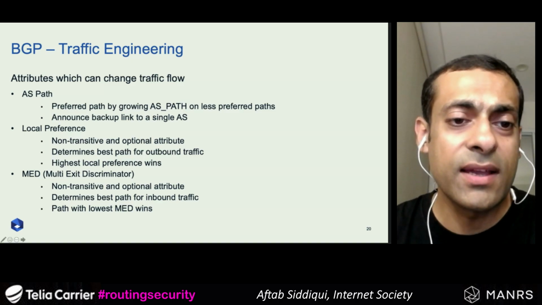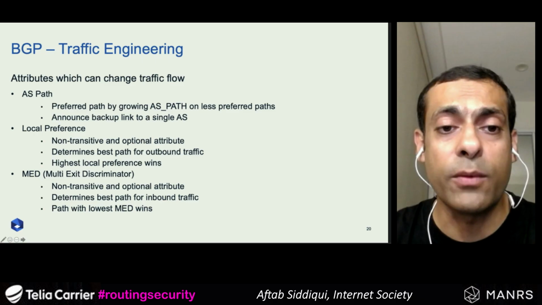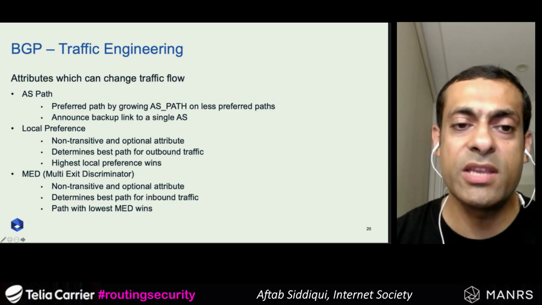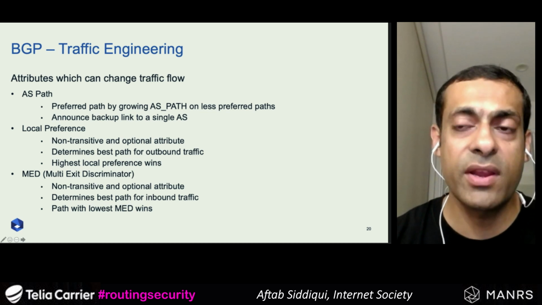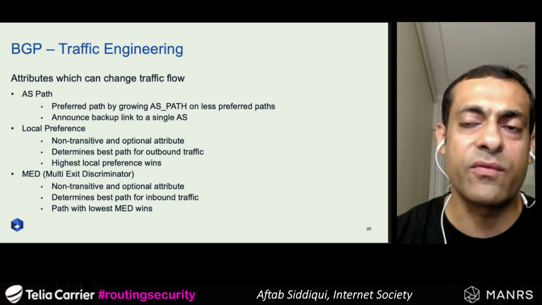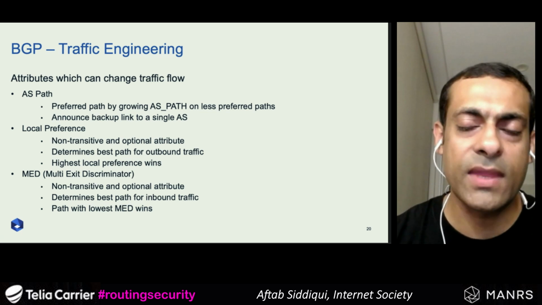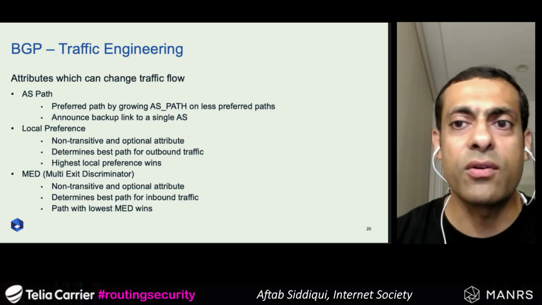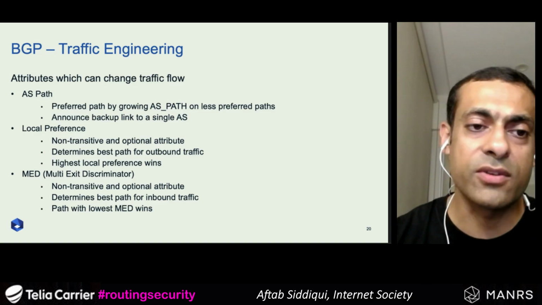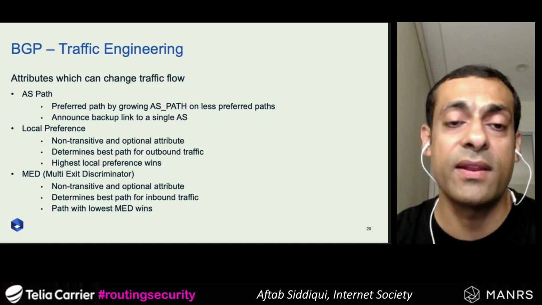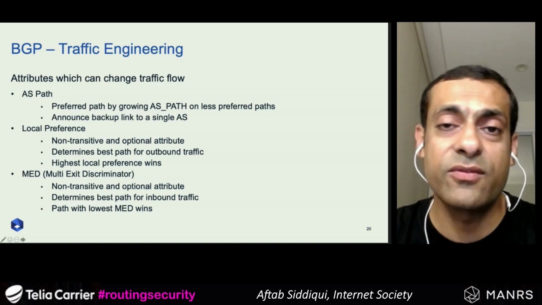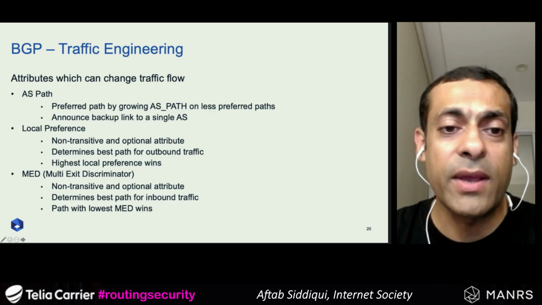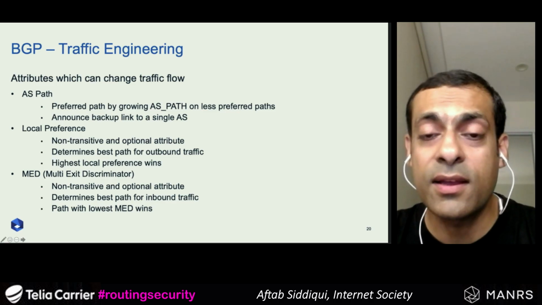Local preference is a non-transitive and optional attribute. Every attribute in BGP is either optional or mandatory, transitive or non-transitive. Transitive means it can propagate from your network to another. Non-transitive, it remains in your network. So local preference, or local pref in short, is non-transitive, so it remains in your network. It determines the best path for outbound traffic.